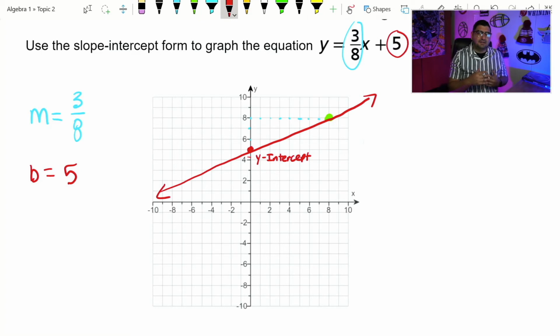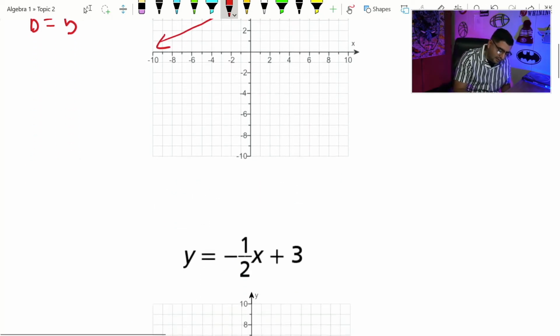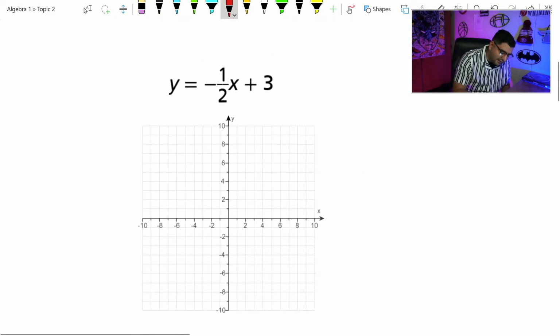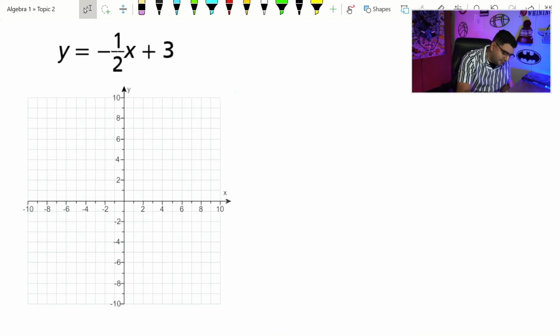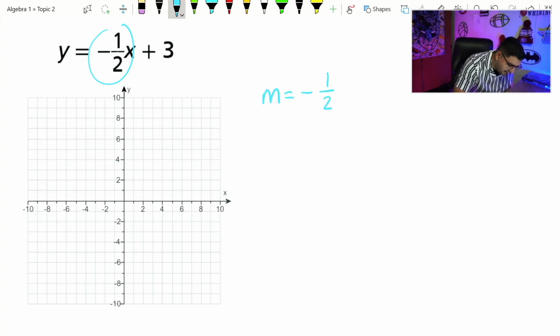Let's go ahead and look at an example of one line where we have a negative slope. Here we have a positive slope, so it looks like the line's going higher and higher as it moves to the right. Let's take a second to look at a line that has a negative slope. So again here, for this problem, my slope is -1/2. My intercept would be +3.